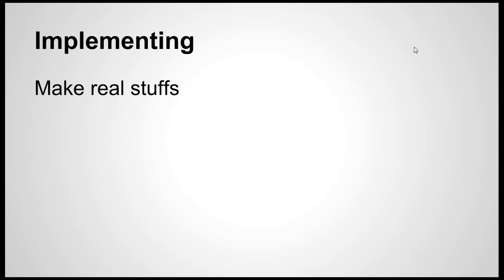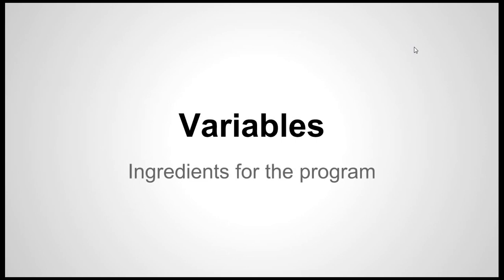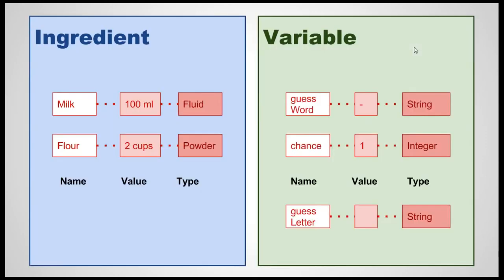So how can we implement our variable, our ingredients inside our program? We will use variables, which basically means you can remember it as ingredients for the program. So let's compare the two things. Ingredients and variable both have three fields when you try to define them: name, value, and type. For example, milk is the name, value is 100 milliliter, and the type is fluid.